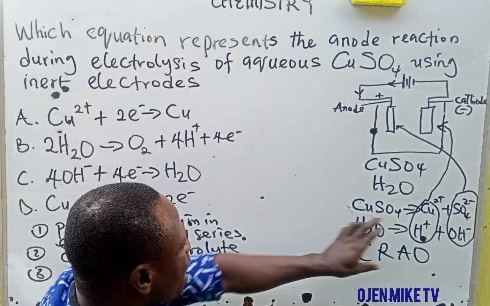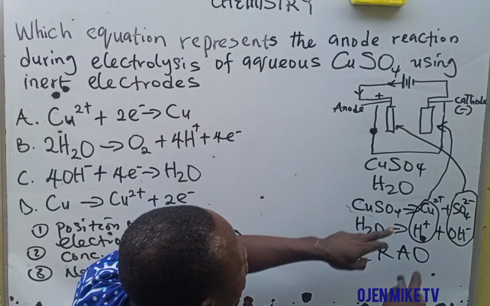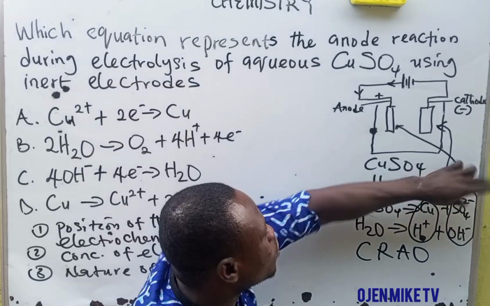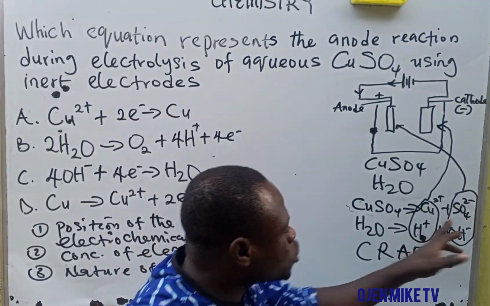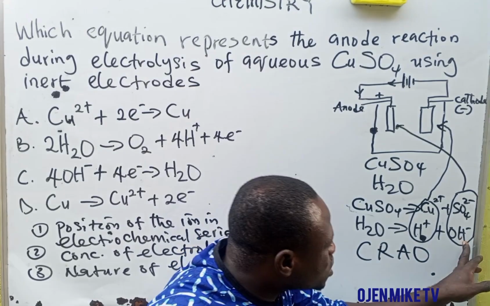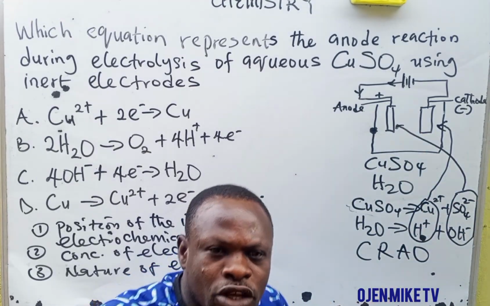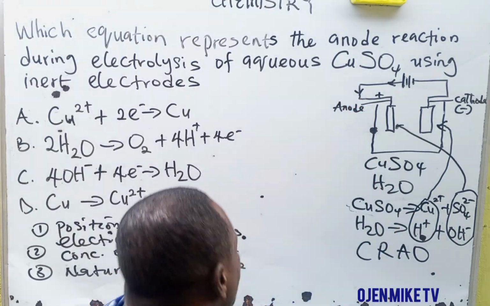Now we are going to look at the anode. What happens at the anode? Look, these are ions. This negative ion will migrate towards the anode. So now between sulfate ion and hydroxyl ion, which one will be preferentially selected? Now let me give you the position of the ion in the reactivity series. Now watch out.